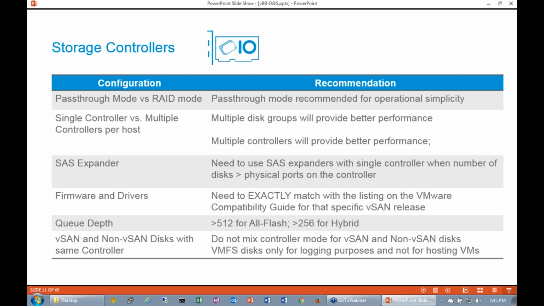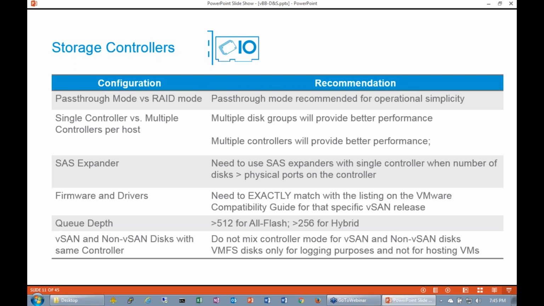Where this is important when it comes to design and sizing is if I choose a card that doesn't support a SAS expander, but I have a need for, let's say, 16 drives, in my particular case, I would have to have 2 cards, right, in my particular config. Now, I will say this little last item, do not mix controller mode for vSAN and non-vSAN disks.